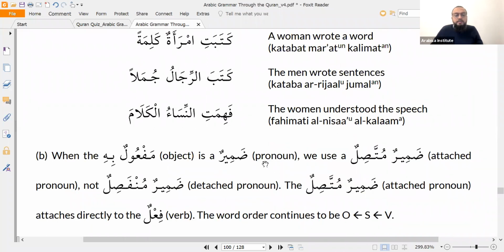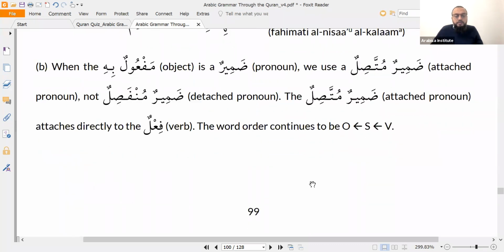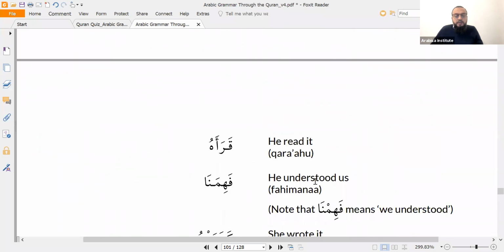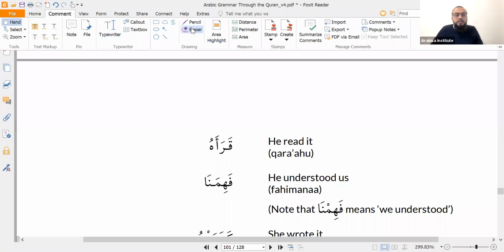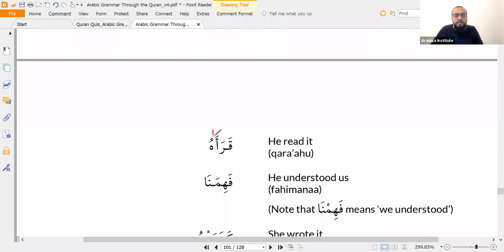Now, when the maf'ulun bihi, when the object is a pronoun, then we use a dhamirun muttasilun, not a dhamirun munfasilun. So we have here qara'ahu. So if we take a simple verb sentence with a pronoun subject, qara'a, and then we attach the object to it, we just say qara'ahu, he read it.